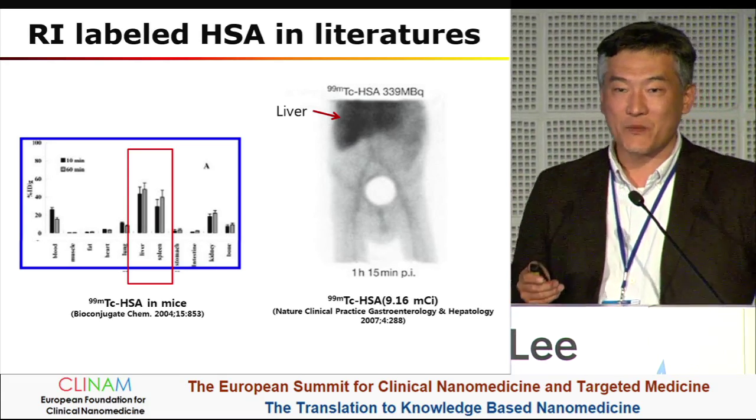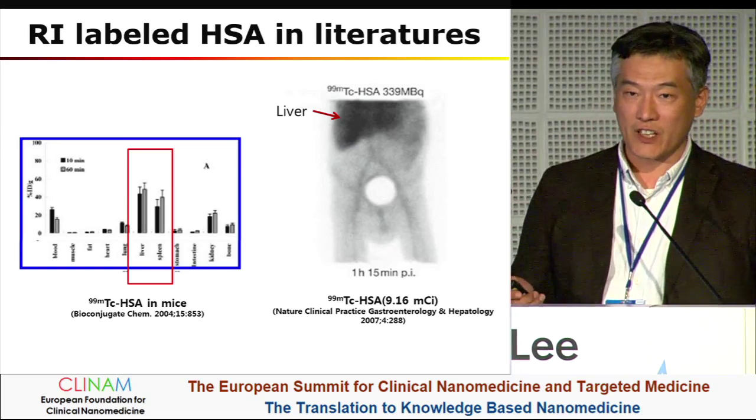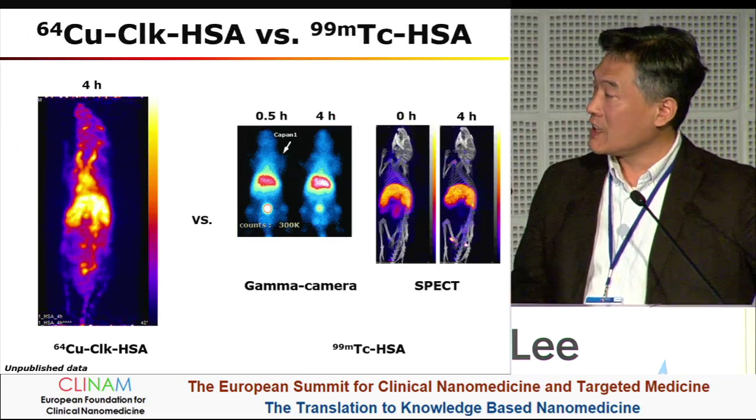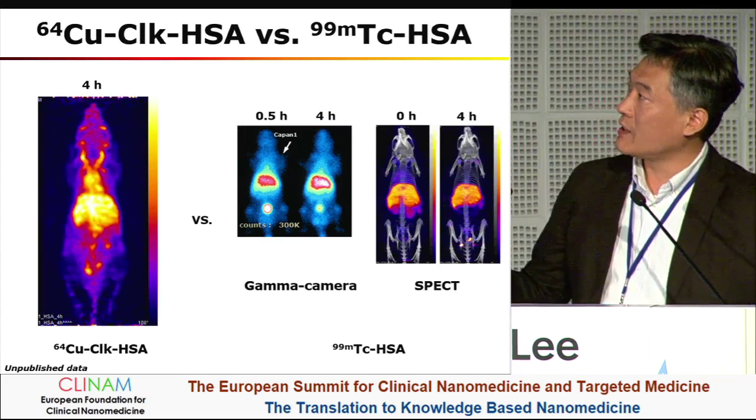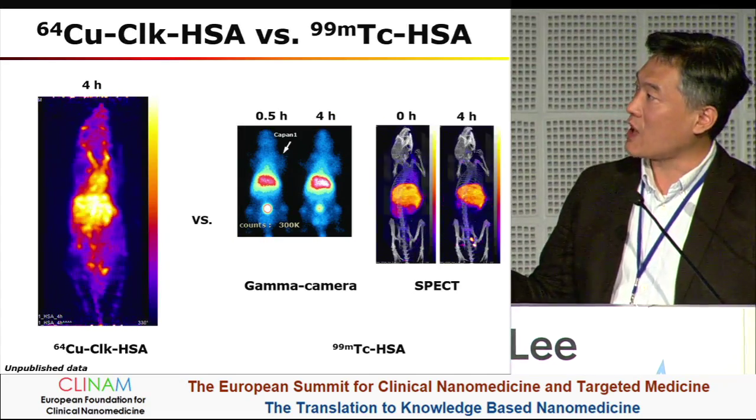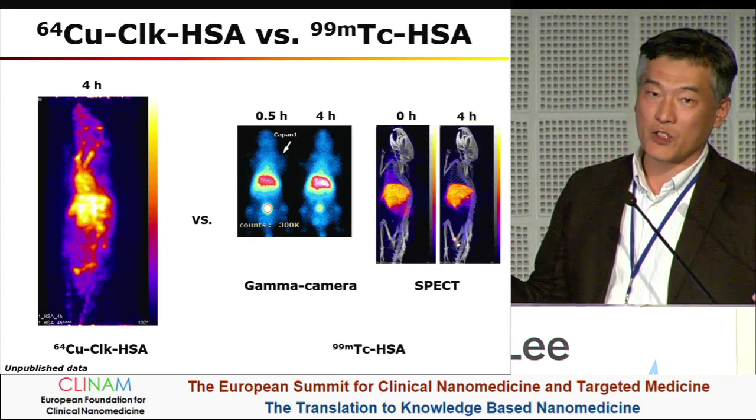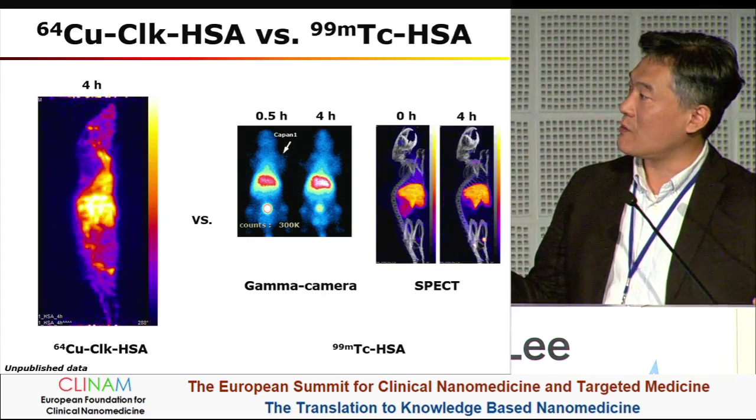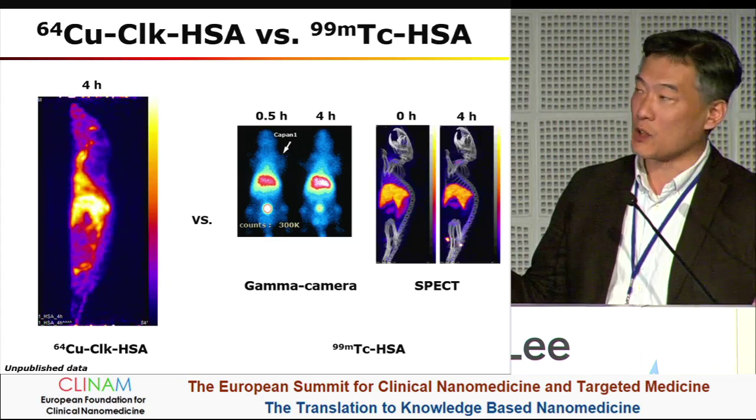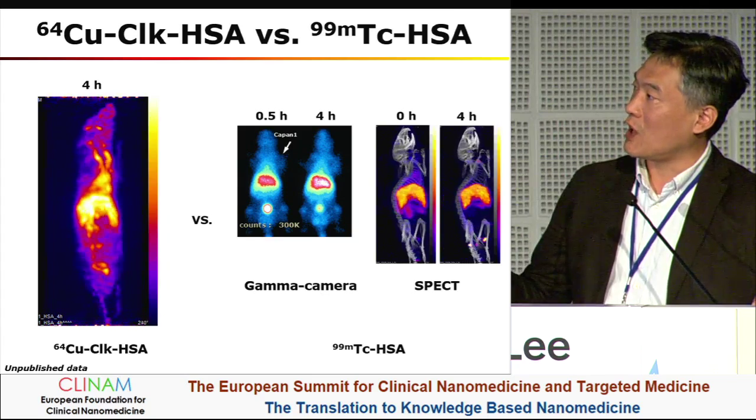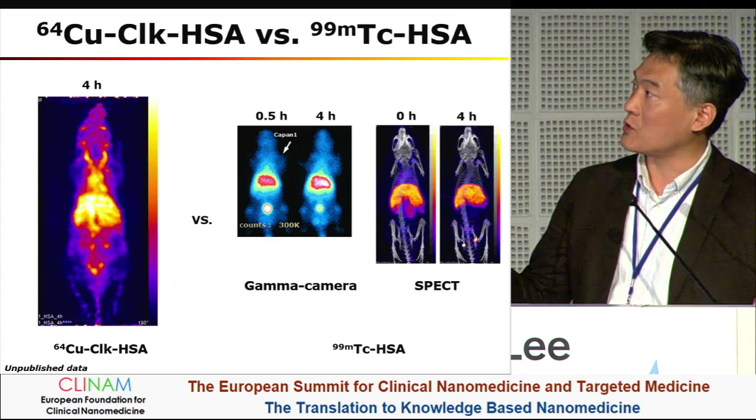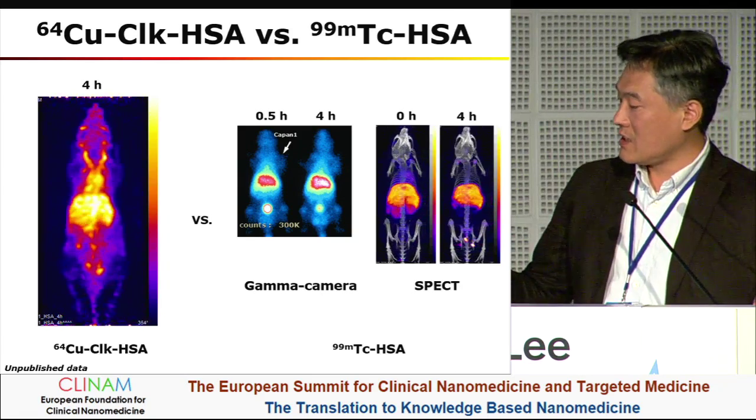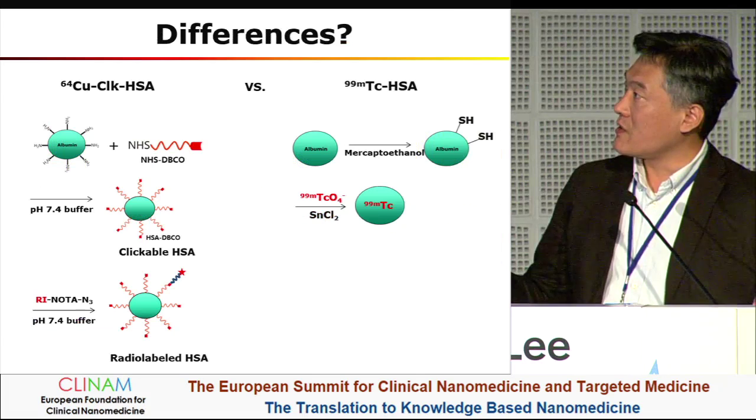So what is the difference between the earlier one, technetium, and our one? Also, in the gamma camera image and SPECT image, you can see technetium HSA has a high liver uptake. Our new system has high blood pool activity up to 4 hours. So what is the difference?